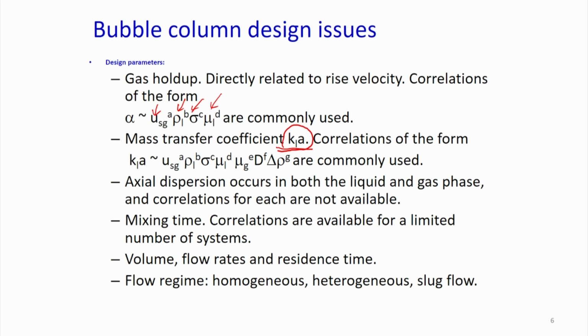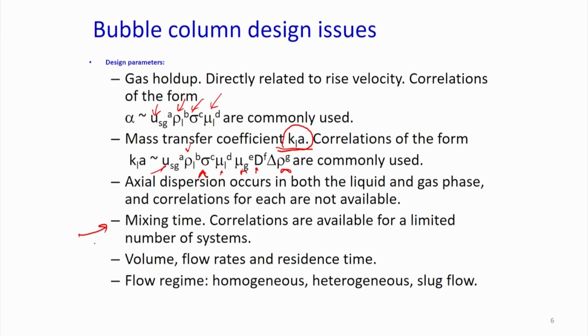Now this KLA is again going to depend on the size of the bubble. It is definitely going to depend on the gas velocity, the density, the surface tension, the viscosity of the gases, the viscosity of the medium, the diameter of the column and the diameter of the bubble, and the buoyancy forces acting on it. So delta rho, these all depend on that. Then axial dispersion occurs both in the liquid and the gas phase, and you should understand what the axial dispersion of the gas is and what the axial dispersion of the liquid is.